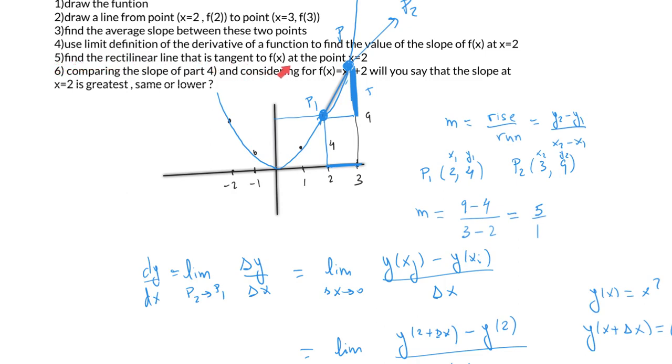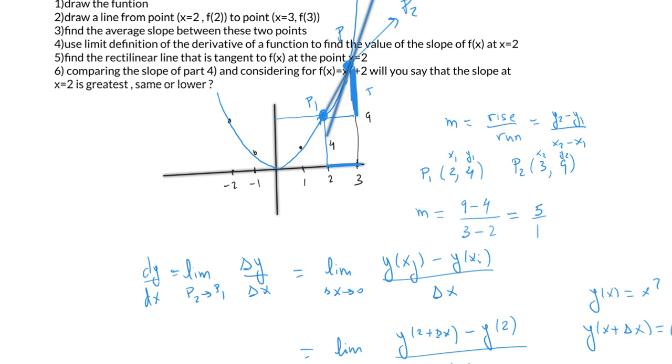Let's say we found the rectilinear line at the point x equal 2. Can you find the tangent line at the point x equal 3? Can you find this tangent line? For sure, do the same thing and find its tangent line. You do not need to do the limit because we know how to find the slope. The slope is the derivative at the point.